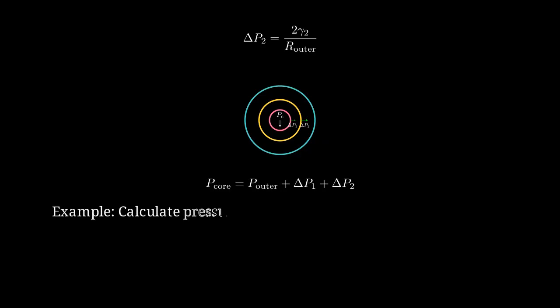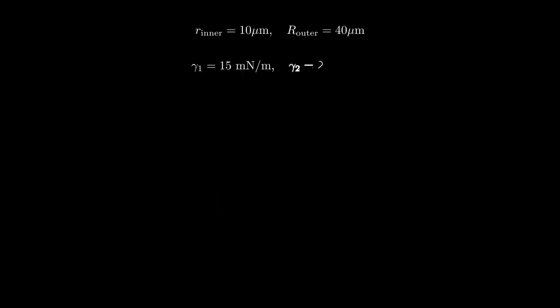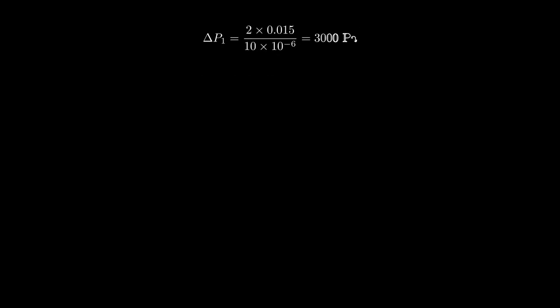Let's calculate actual pressure values for a specific droplet. Inner radius is 10 micrometers and outer radius is 40 micrometers. Inner interfacial tension is 15 and outer is 25 millinewtons per meter. Inner pressure jump equals 3,000 pascals. Outer pressure jump equals 1,250 pascals. Total pressure difference from core to outside is 4,250 pascals.